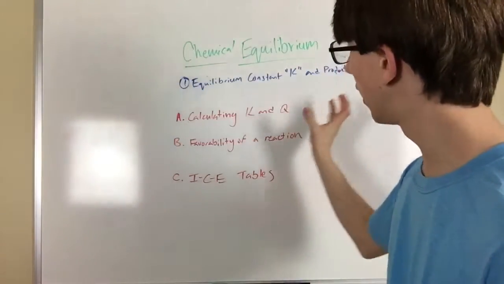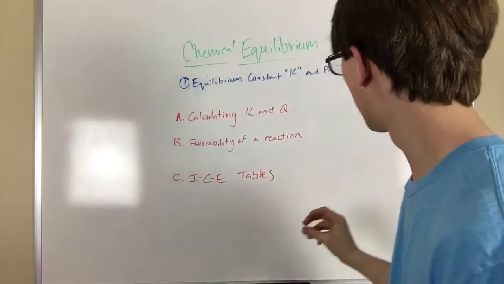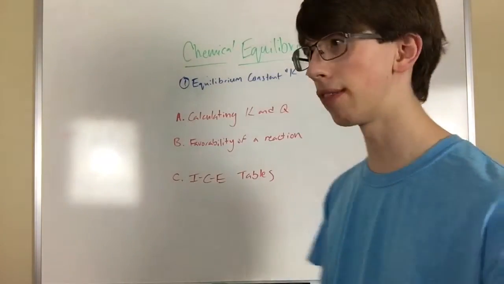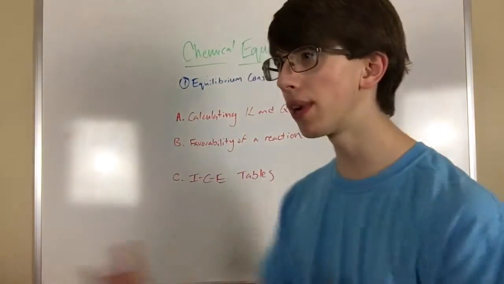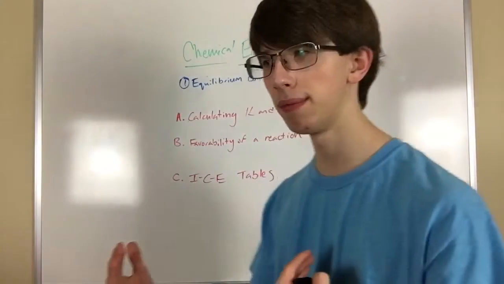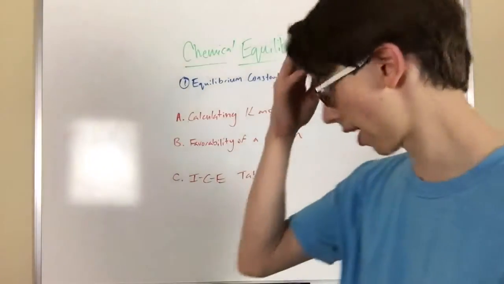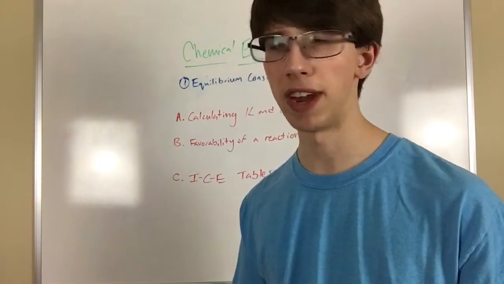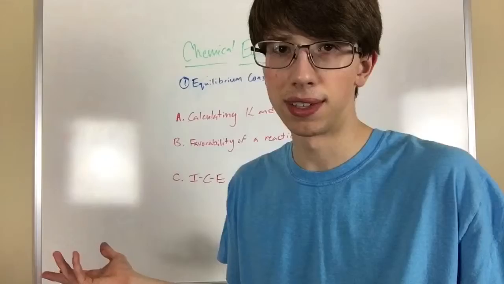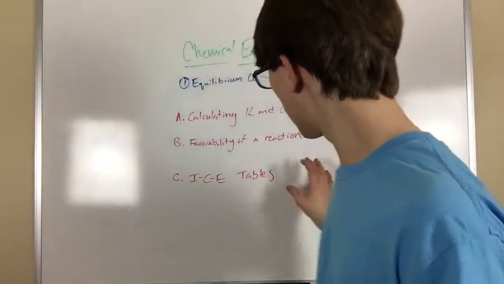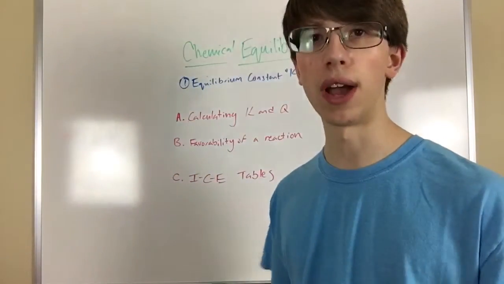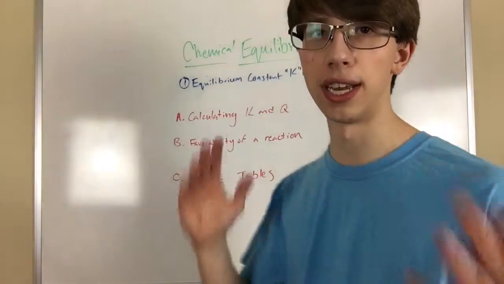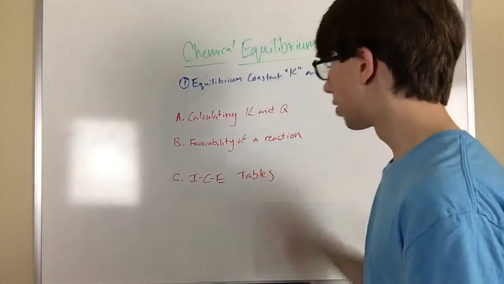We have calculating K and Q, and favorability of a reaction, meaning favoring the products or favoring the reactants. Although the reaction rates are going at the same speed, I guess you would say, one of the reactions is more favorable. We'll just have more products or more reactants, either one. And then we'll get into ICE tables, and that will end off this video for this unit, and then we will cover the rest of the parts in other videos. And so let's get into it.